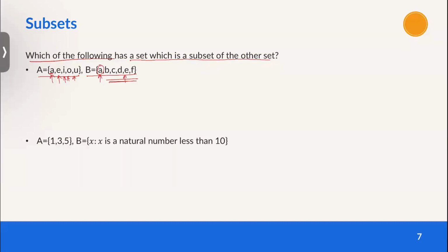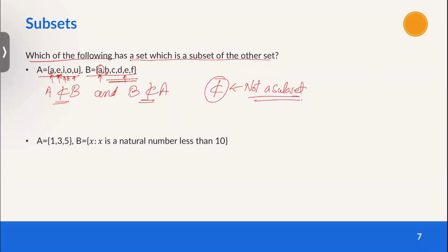This A is there in A, B is not there in A. So neither A is a subset of B nor B is a subset of A. This is the way of writing not a subset. So A is not a subset of B and B is also not a subset of A.